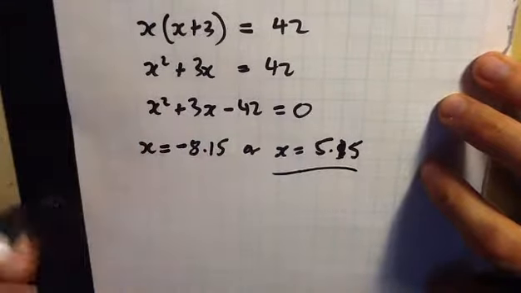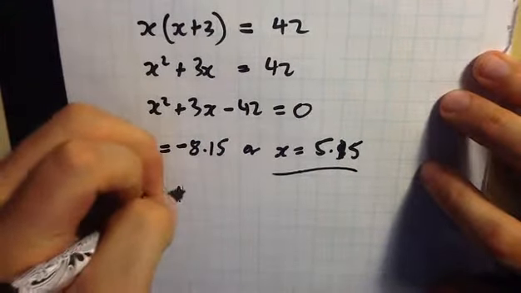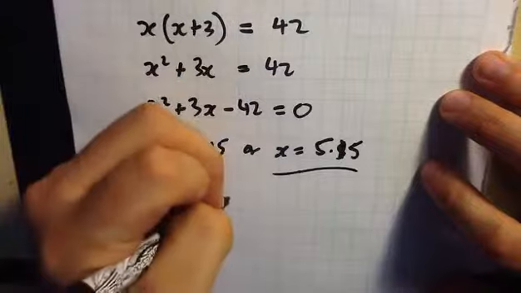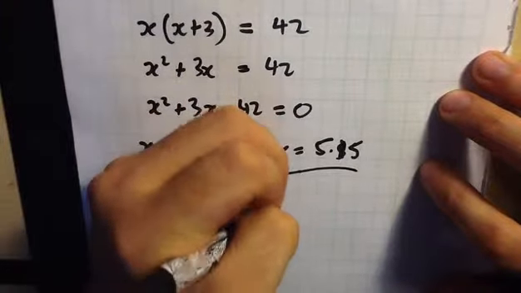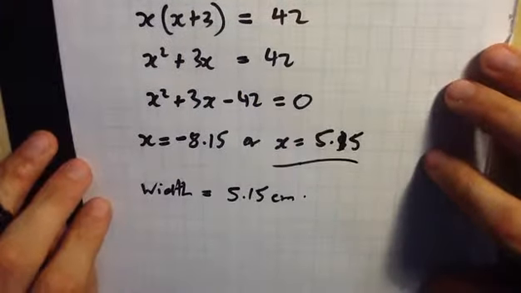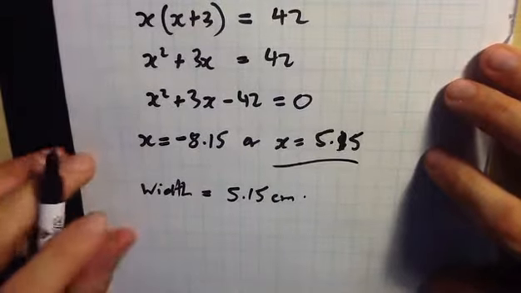Okay, so therefore my answer is the width is equal to 5.15 centimeters, okay, which means the length would be 8.15 centimeters because 3 centimeters more.